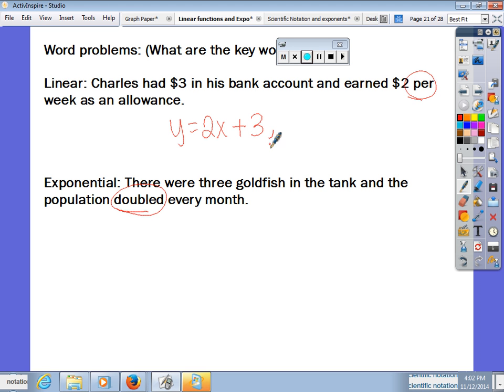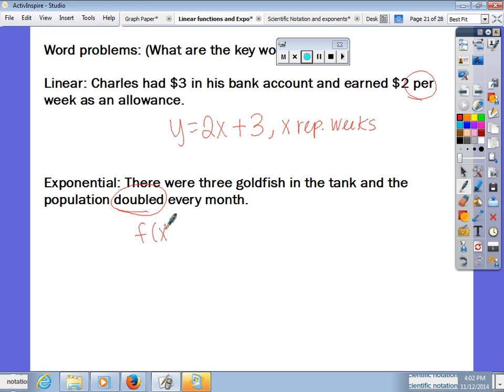And I like to make a notation of what x means. And x is always what's after the word per or the word each. So x represents weeks. Okay, exponential. There were 3 goldfish in the tank, and the population doubled every month.